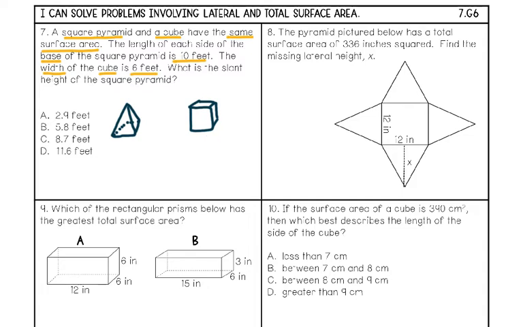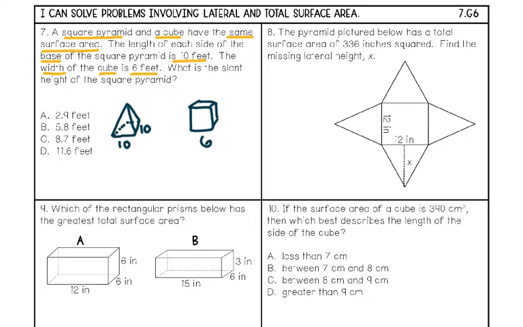And what I know about those 2 shapes is that they have the same surface area. The length of each side of the base of the square pyramid is 10 feet. So I'm looking at the base, the square of the square pyramid. I'm going to label each one of those with 10 feet. And then it tells me I have a cube that has a width of 6 feet. So a cube has each one of these side lengths of 6. And since it's a cube, they are all the same.